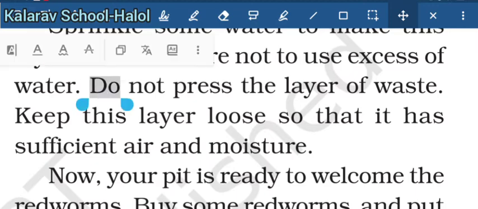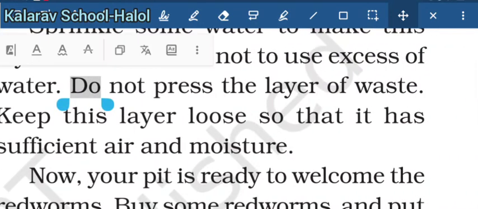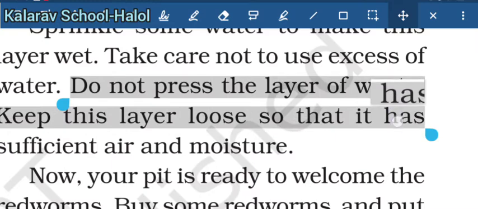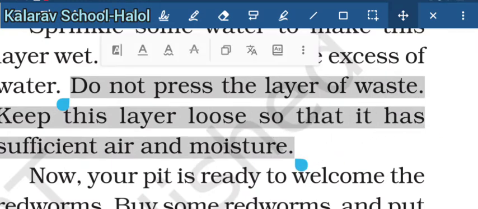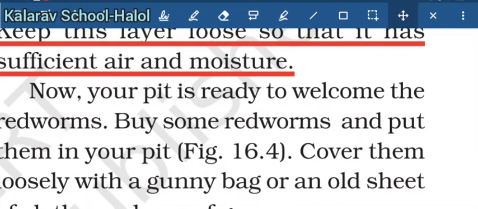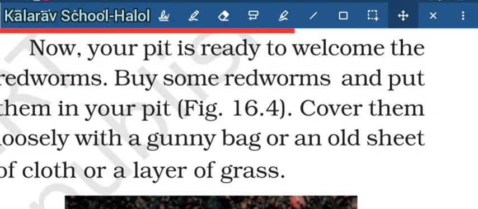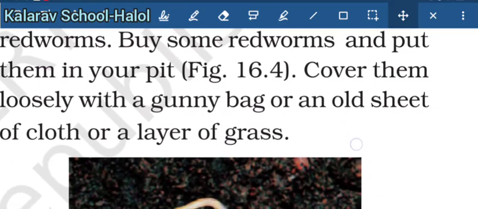Do not press the layer of waste. Keep this layer loose so that it has sufficient air and moisture. So the pit is ready to welcome the red worms. Buy some red worms and put them in your pit. Cover them loosely with gunny bags, an old sheet of cloth, or a layer of grass.